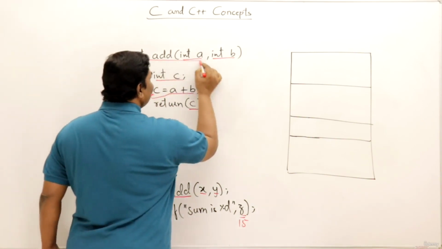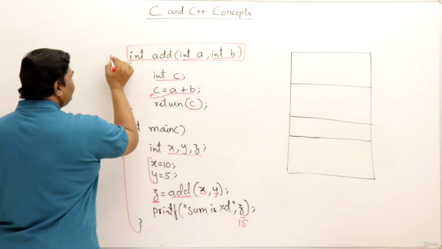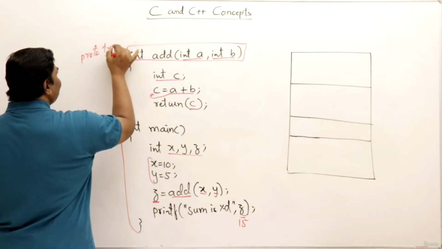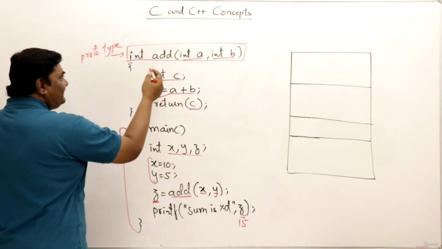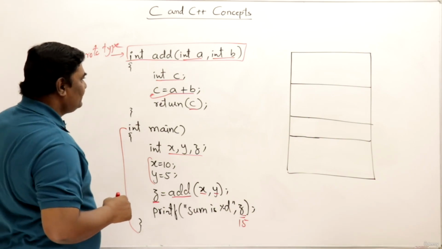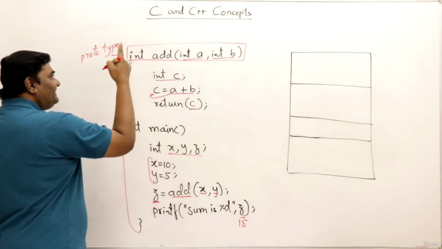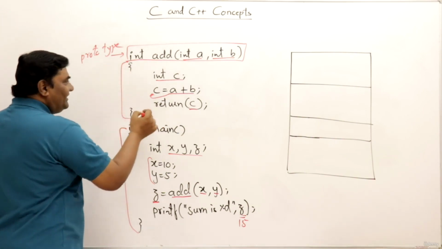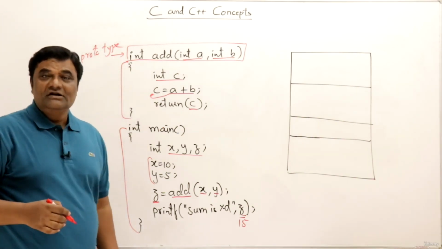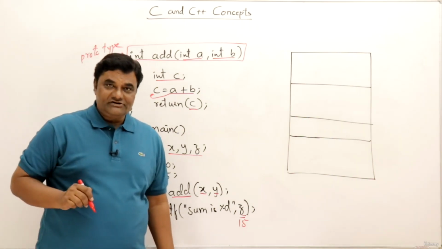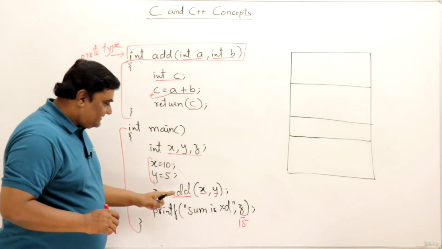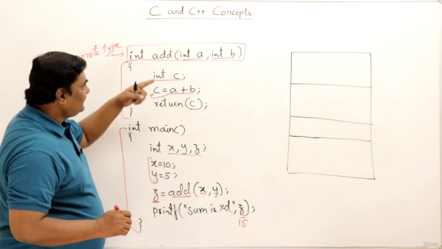See, this is the prototype of a function, or header of a function. This is called the prototype, or it is called the signature of a function, right? And this is a declaration of a function. Then this body is there. This is called the definition of a function, or elaboration of a function. So this is the declaration and definition of a function, and this is the function call. We are calling the function.